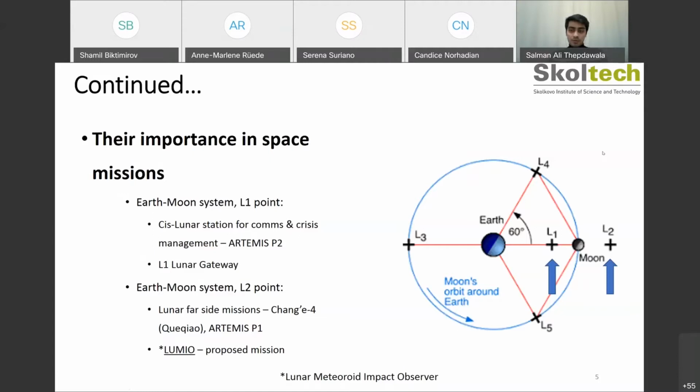The second point of interest is L2, which is far more important in my opinion, because as we know, we can always see one side of the moon from Earth. We can only observe one side. So in order to observe the far side of the moon, we have to place a satellite on L2. Recent missions were the Chinese Chang'e 4 and NASA sent its Artemis Probe 1. And a famous mission proposed under ESA's grant was LUMIO, the Lunar Meteoroid Impact Observer. So these are, in summary, the importance of the libration points.